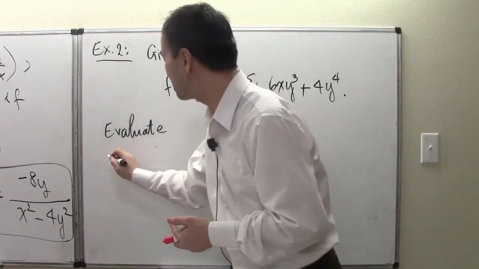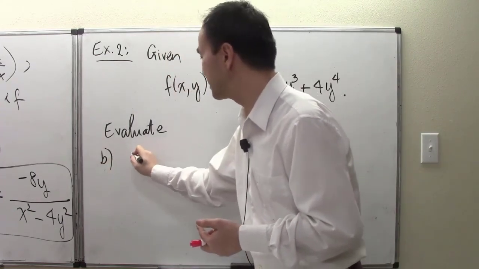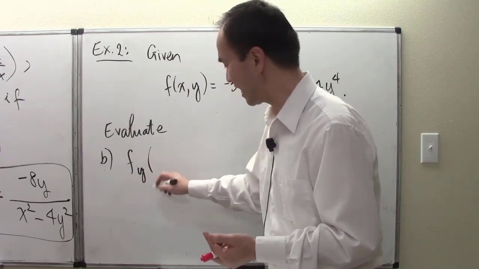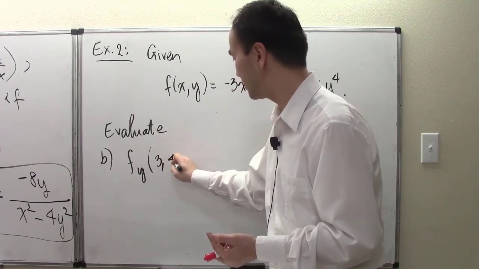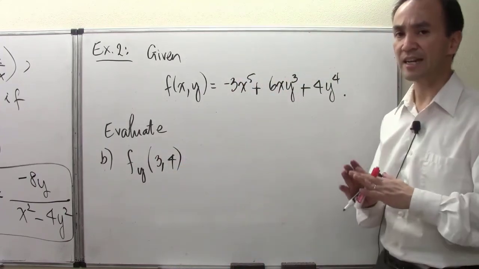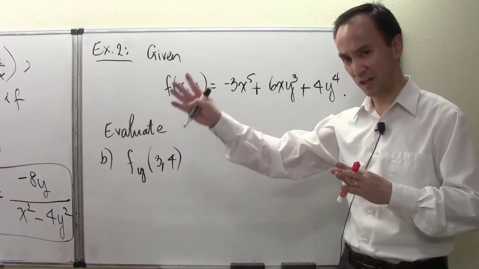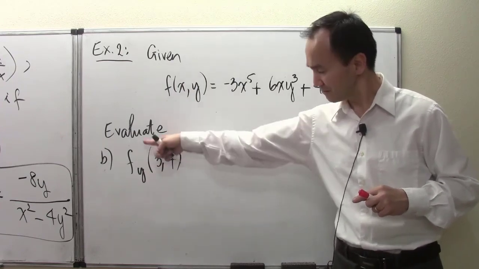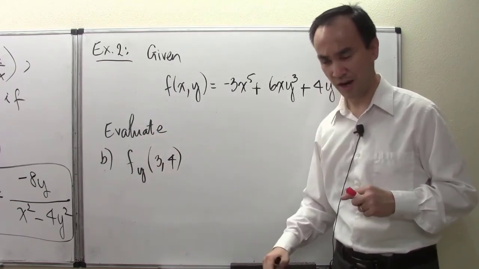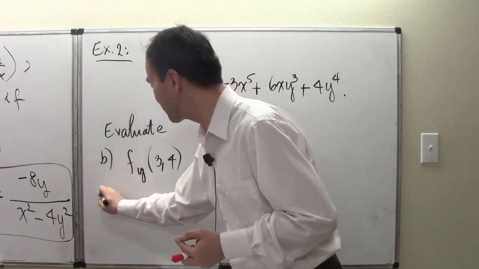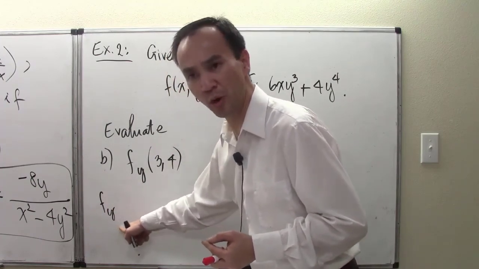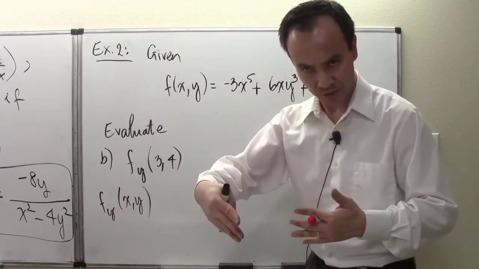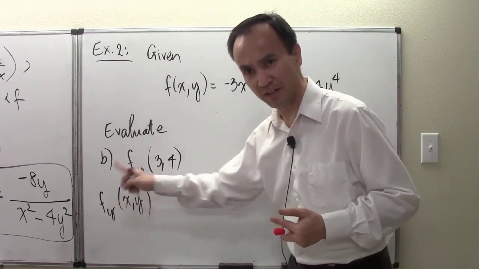For part B of the example, let's evaluate the partial derivative of the function in respect to y, at the value 3, 4. Once again, the idea is exactly like what we did in part A, but instead of taking fx, here we're taking fy, the partial derivative of f in respect to y. We're first going to find the partial derivative of f in respect to y as a general function of two variables, x and y. And anyone learning this is welcome to do this independently on your own.